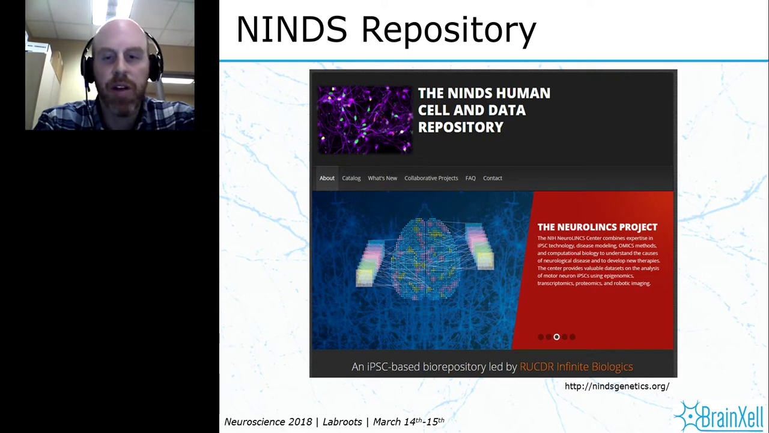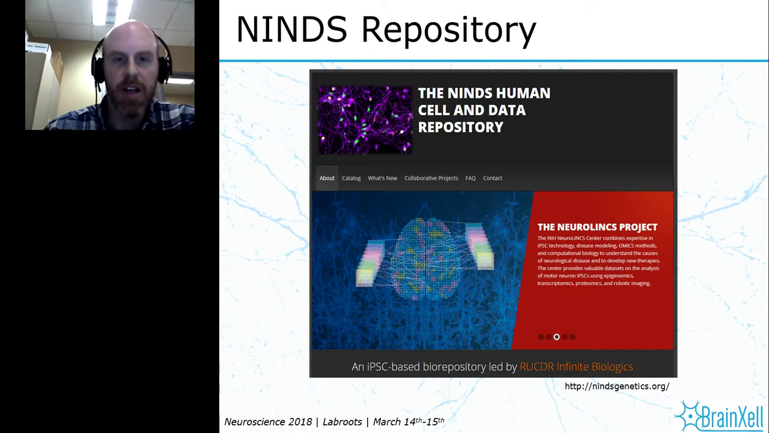The NINDS biobank in particular has been very useful for us, and so I just wanted to give them another plug. And you can see the website there at the bottom of your screen. If you just Google NINDS biobank, you'll also find it very easily. So they have a wide range of iPSCs and fibroblasts and other cell types and tissue samples from a range of patients. And so that can be a very useful resource.